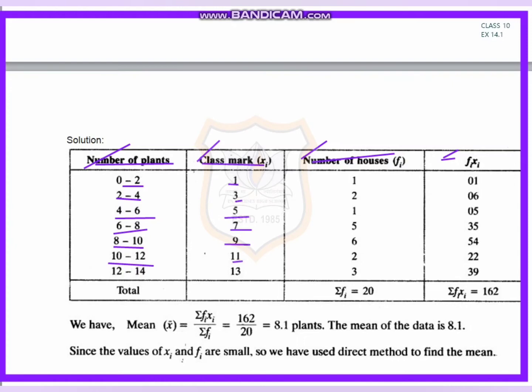22 divided by 2 is 11. In the same way, 12 plus 14 is 26, and 26 divided by 2 is 13. And these are the numbers of houses which we have been given in the question.